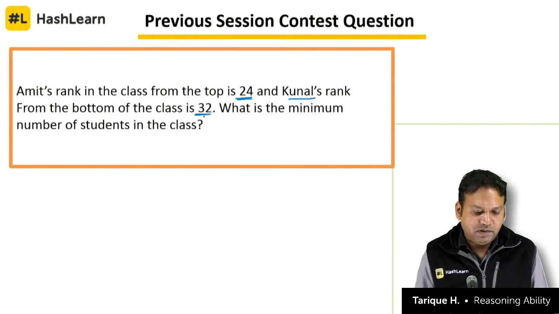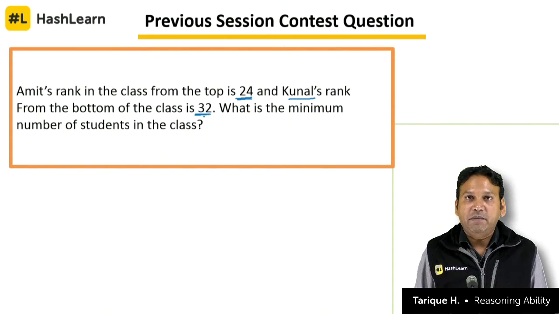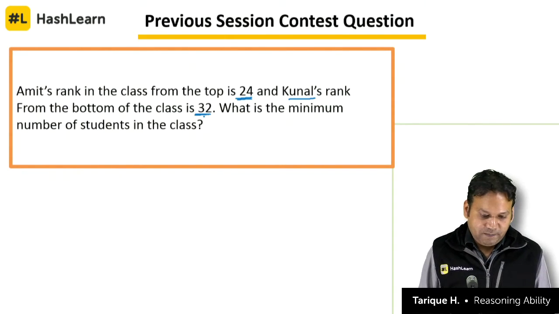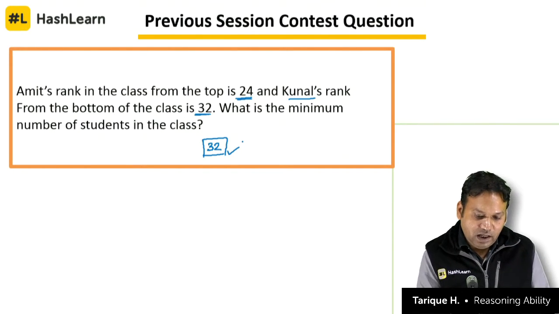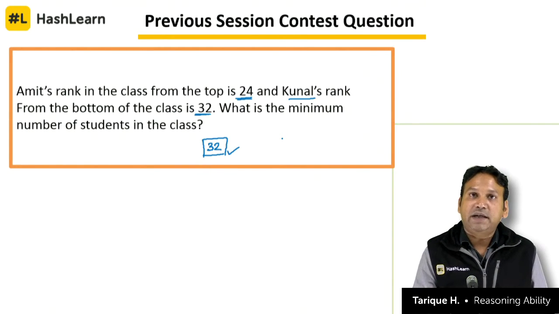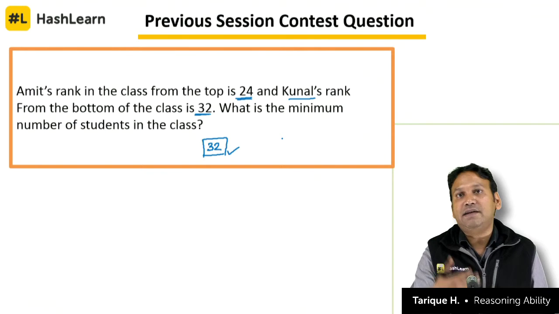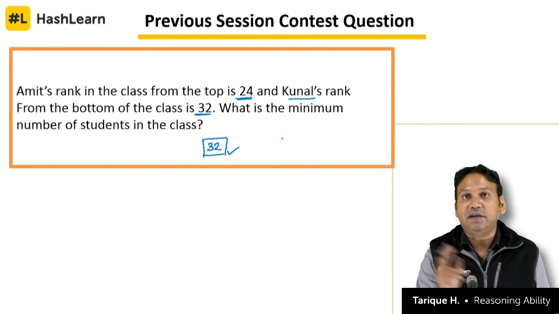What is the minimum number of students in the class? What can be the minimum number of students in the class? Okay. So the answer for this question would be 32. So at least we know that there are 32 students. Now this will happen when Kunal's rank from the bottom is 32, clear, and he is the 32nd from the bottom, and let's say he is the first ranker student and from the bottom is the 32nd student.